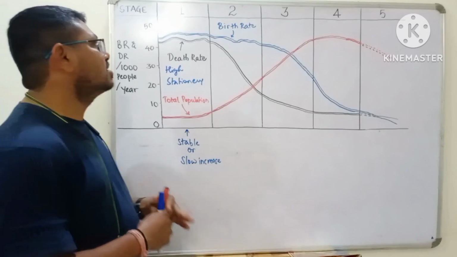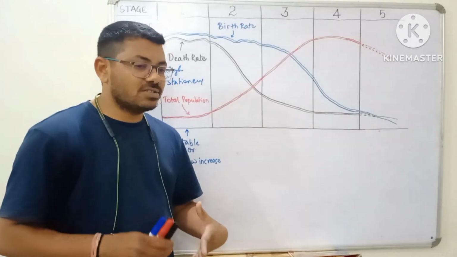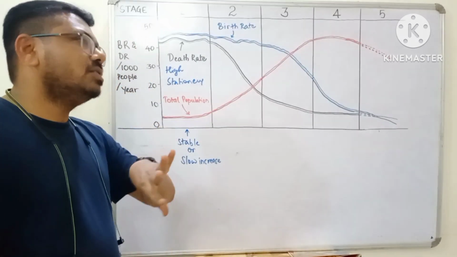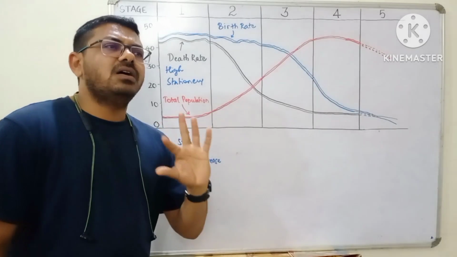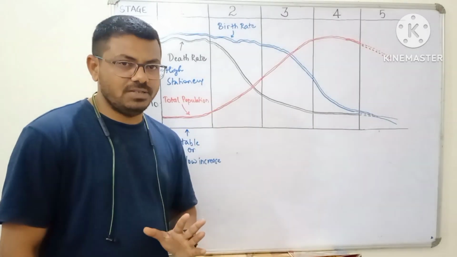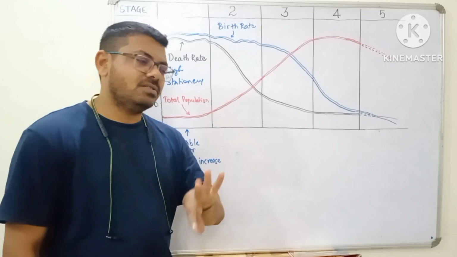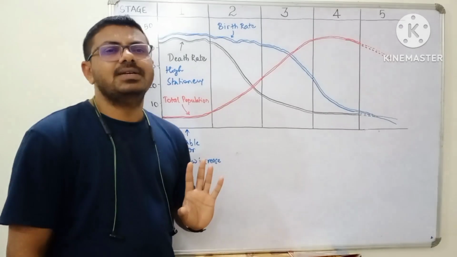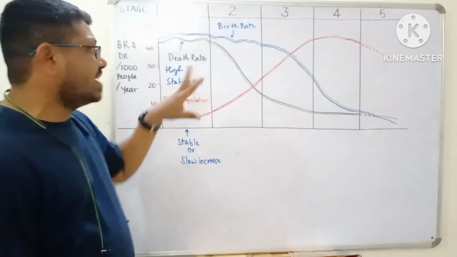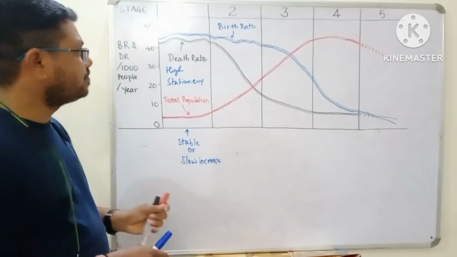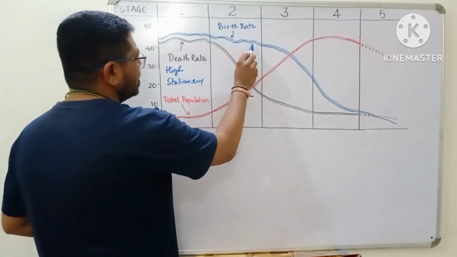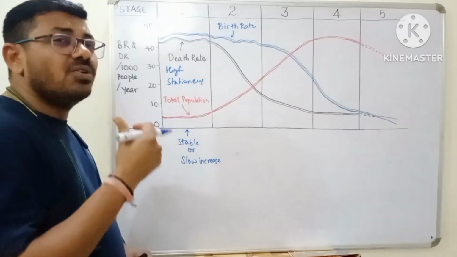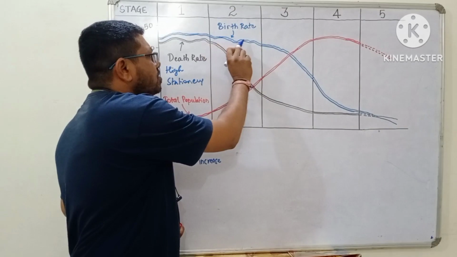Second stage: when a country enters the second stage, what happens? This is the time where the development process begins in a country. It means you will find changes in the dominance of economic activities. In the primary, secondary and tertiary sectors, you will find some changes, and that results in the change in the second stage. So in the second stage, birth rate still remains high. See, birth rate is still high. It has started coming down, meaning there is a slow decrease, very slow decrease in birth rate, right?